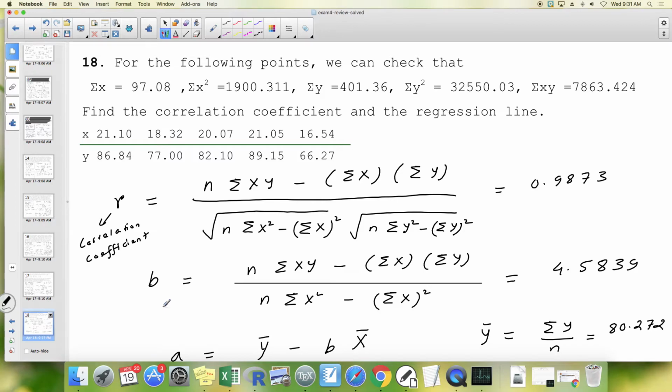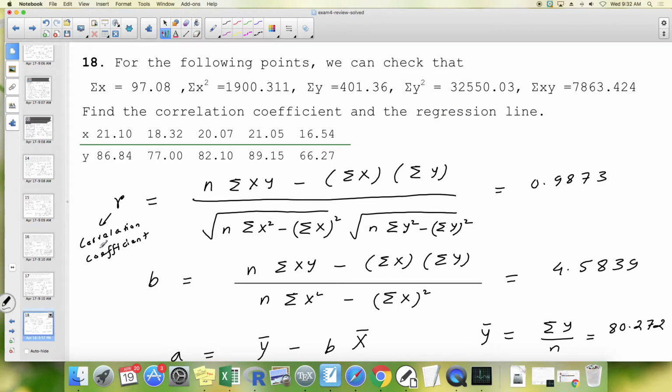The last problem is from chapter 9. So the x and y points are given. There are 5 points given. And for you, I have given out sigma x squared, sigma y squared, and sigma xy. Your job is to find the correlation coefficient and the regression line.